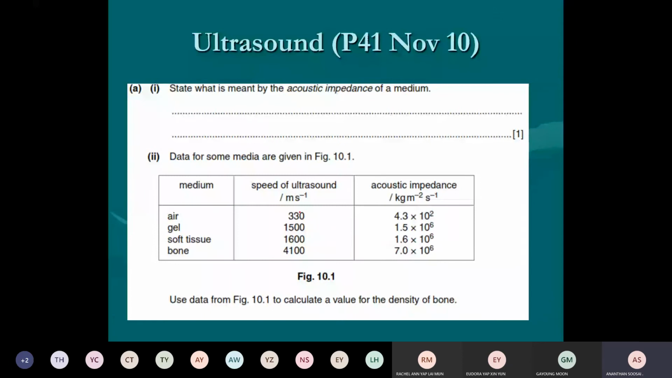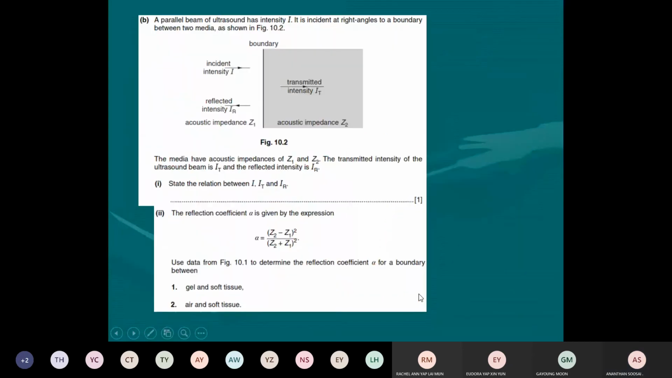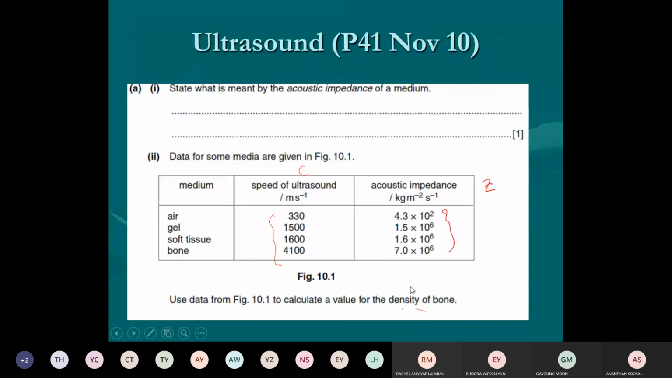Okay, so next, the speed for different materials was given. Acoustic impedance Z is given. Speed of sound is given. Use the data to calculate the density of the bone.